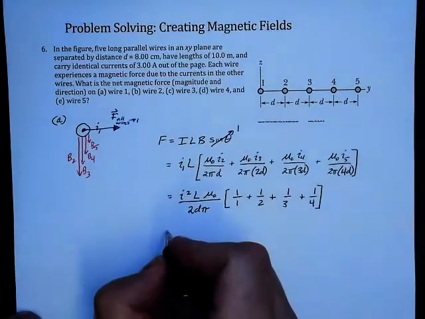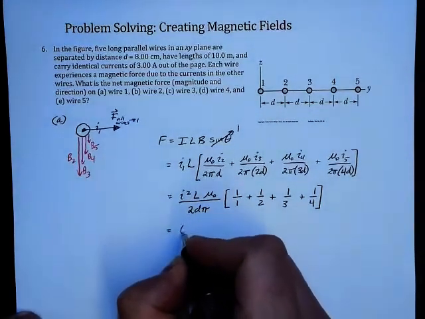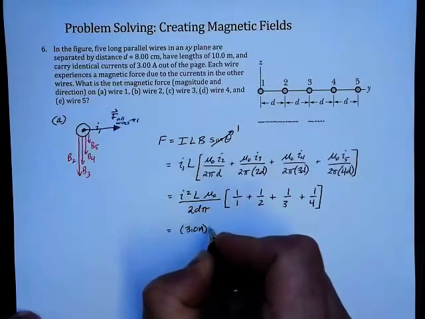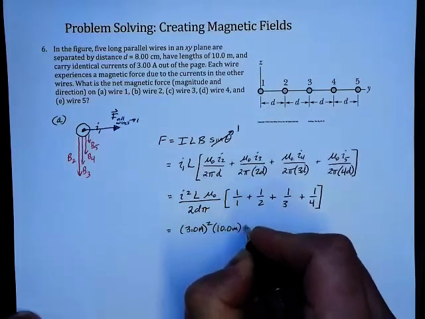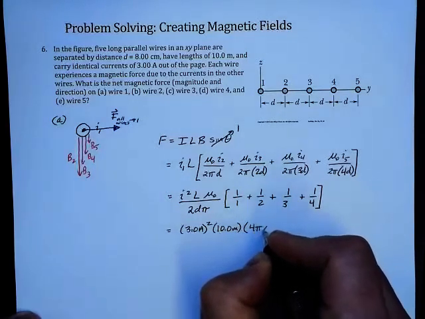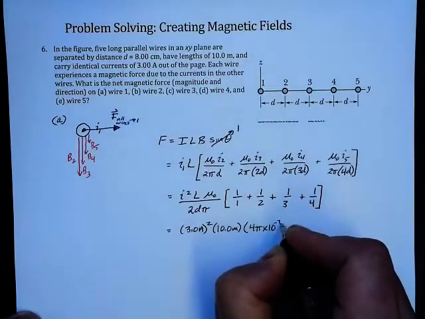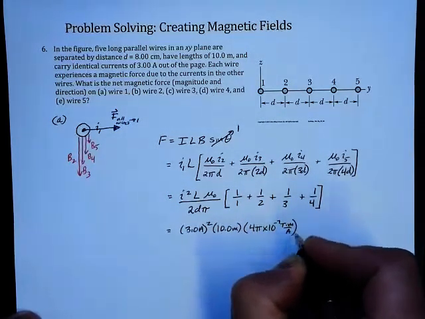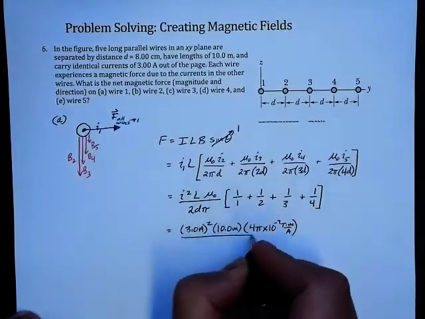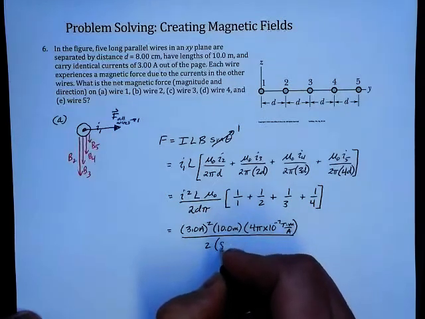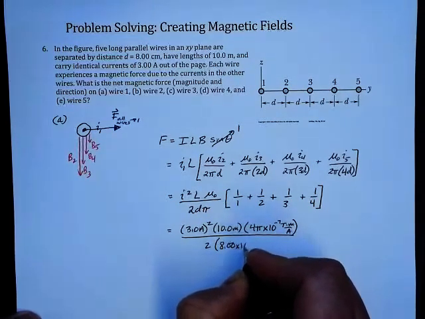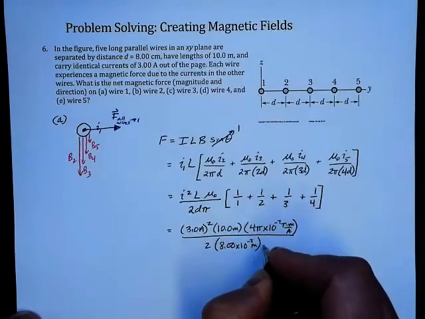And we can go ahead and plug in numbers. So the current is 3 amps, that's squared. The length is 10 meters. Mu 0 is 4 pi times 10 to the negative 7 Tesla meters per ampere. 2 is 2. The distance is 8 centimeters, so 8 times 10 to the negative 2 meters.